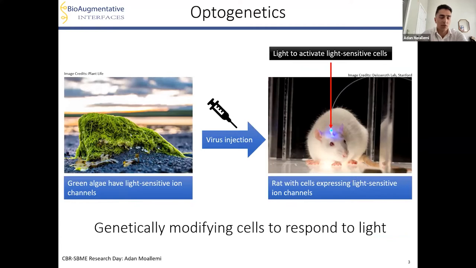While neural cells naturally do not respond to light, researchers have isolated the genes of light-sensitive ion channels found in green algae. By using a virus containing these genes to induce their expression in neural cells, we can make them respond to light. This is the basis of optogenetics, a technique that has revolutionized neuroscience research, primarily in the brain. However, the power of optogenetics has not yet been harnessed in the spinal cord, particularly when it comes to regeneration studies. The basis of this project is to sensitize nerve fibers in the spinal cord to light by injecting this virus, which is carrying the genes encoding for these light-sensitive ion channels. Next slide.